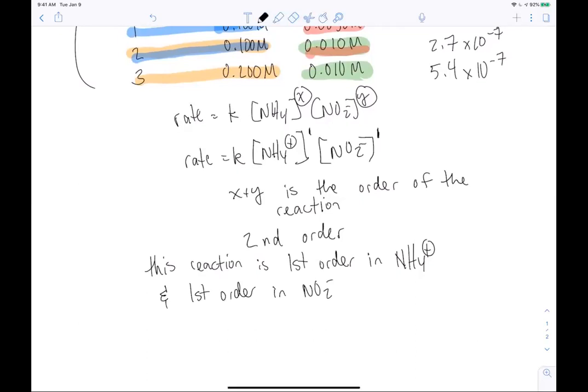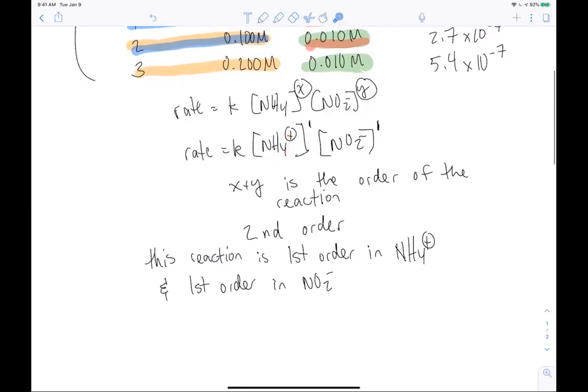So again, the way to think about it is that, in order for the reaction to go, at the step in the reaction that determines the rate, and we'll talk about this more in detail, it only requires one molecule of nitrite and one molecule of ammonium to react. So it's first order in this, meaning I only need one of these, and first order in this, meaning I only need one of these, but it's second order overall in the sense that at that step, I have two different molecules or compounds that have to bounce into each other.